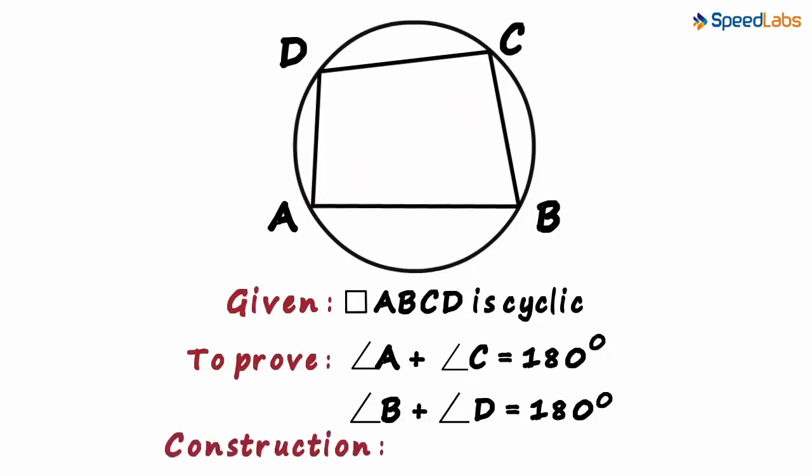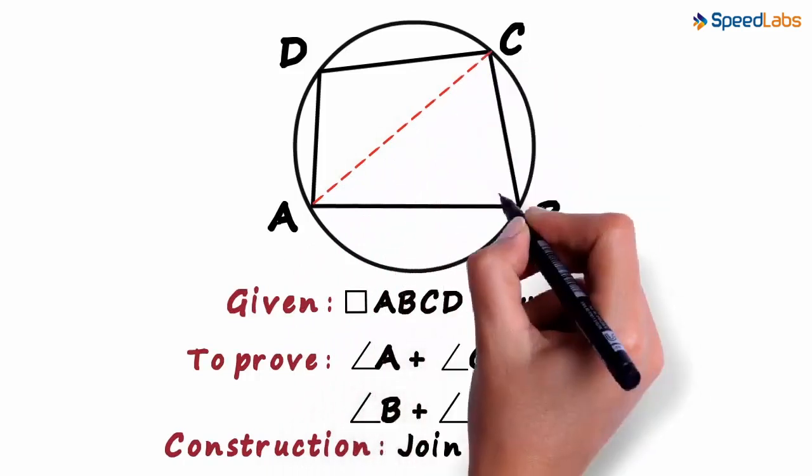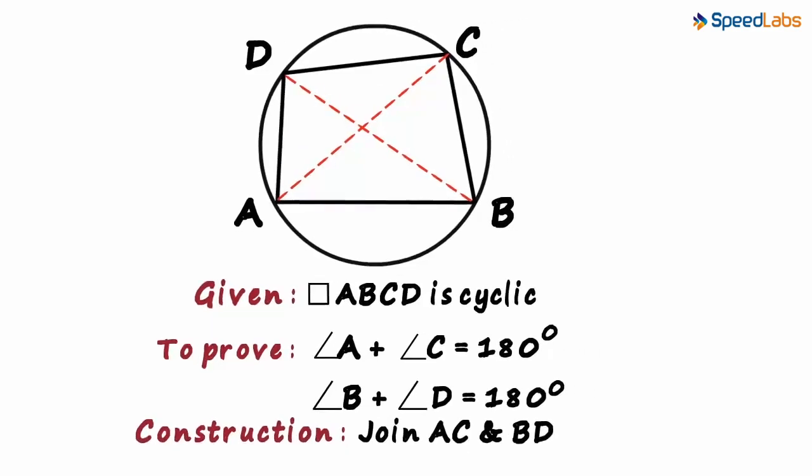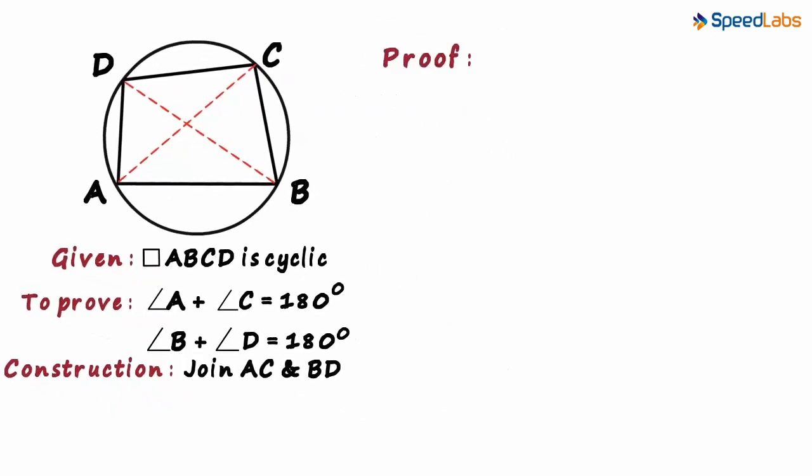So in our construction, let us join both the diagonals AC and BD. That gives us four triangles, but we won't use all of them. More than triangles, what this gives us is angles in the same segment. We will understand it in the proof. There are four chords AB, BC, CD and DA in this circle, and each one divides the circle into two segments. Now understand this really well.